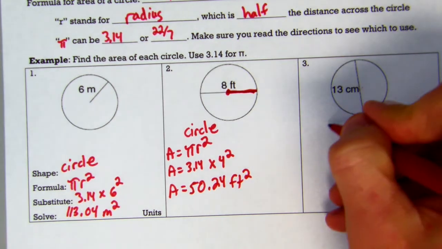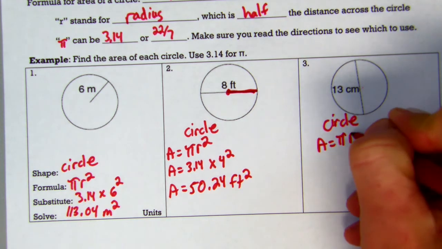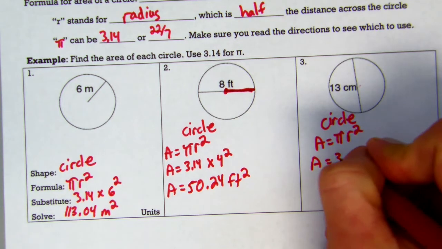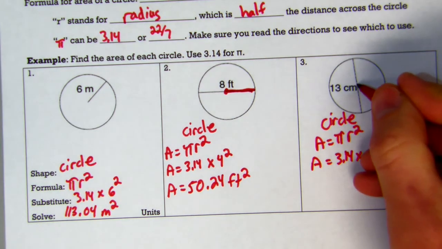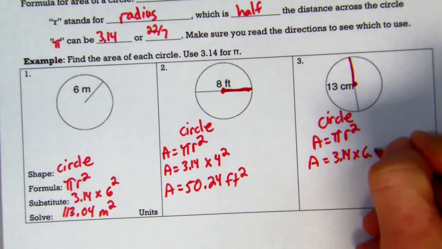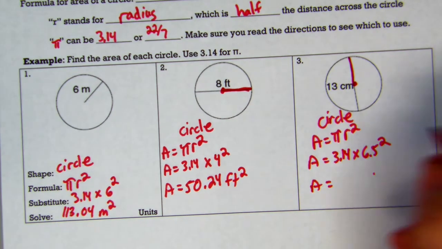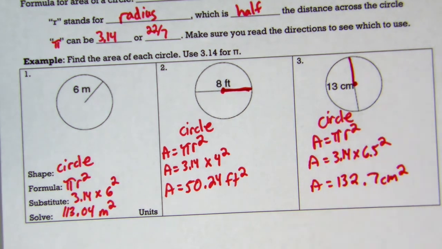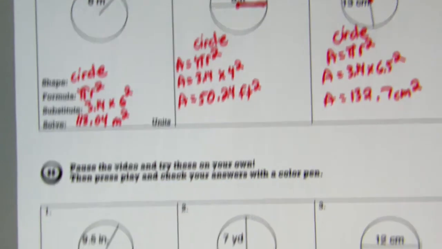Number 3, it is a circle. My equation is area equals pi r squared. Substitute my numbers in, 3.14 times our radius, and I have my diameter here, so I have to take half of that, and half of 13 is 6.5. Square it, and I get an area of 132.7 centimeters squared.